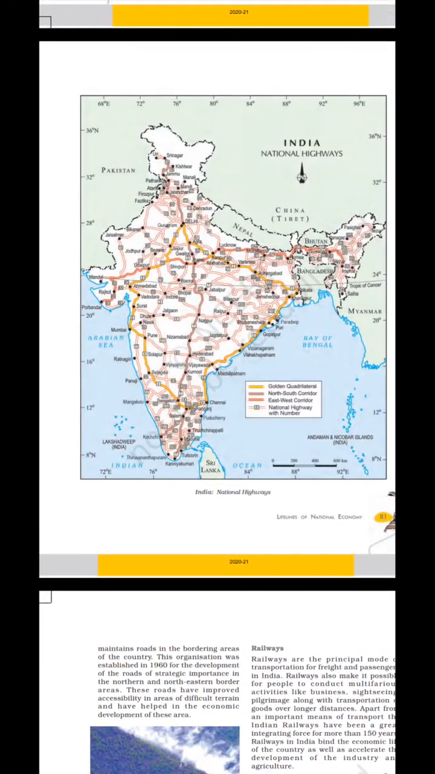India National Highways. Take a look at this India map. It contains the national highways.